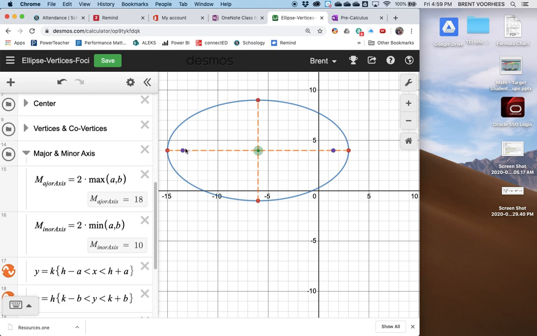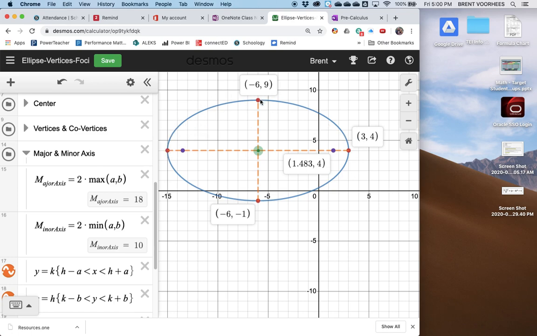Again, if it asks for foci or focus, what are the two foci? Foci is just plural for focus. It's kind of like cactus and cacti. These would be the two foci. If it wanted covertices, that means the shorter vertices, the vertices that are on the minor axis, you'd have these two points. If they wanted the vertices, that's the ones on the major axis. It'd be these two points.